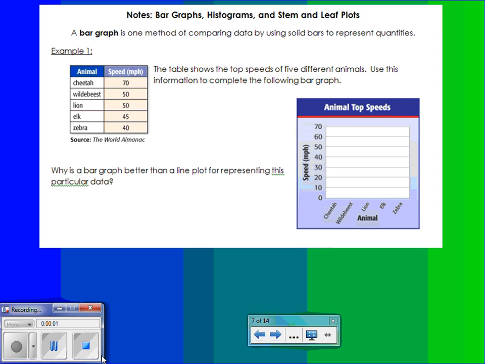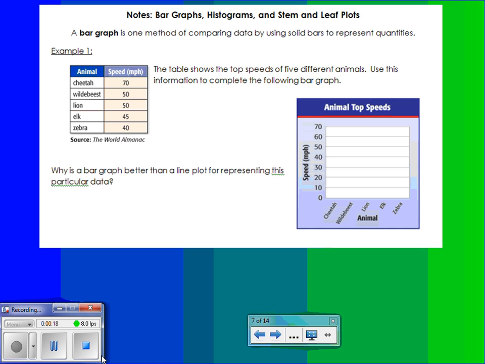Leaf plots, the first thing we're going to talk about is bar graphs. This is one way to look at a set of data and compare it, because it represents the different quantities that you're comparing. You can easily see different categories.